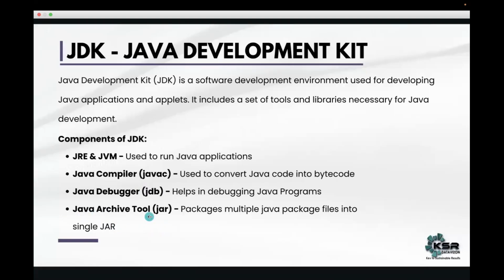Next is the Java archive tool. What happens if you have a lot of Java files? This tool will help you convert them into a single jar file. We will see what a jar file is in future lectures. So JDK contains JRE and JVM and a lot of other tools that help you during development. The compiler is for compiling, the debugger is for debugging your code, and this tool is for packaging your code into a jar file. JRE and JVM are used to run the code, I agree, but the remaining components of JDK are mostly used during development.